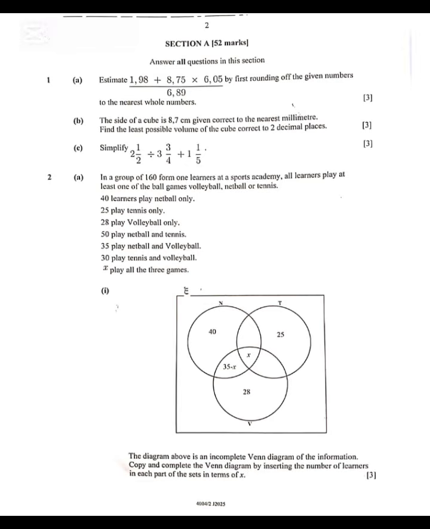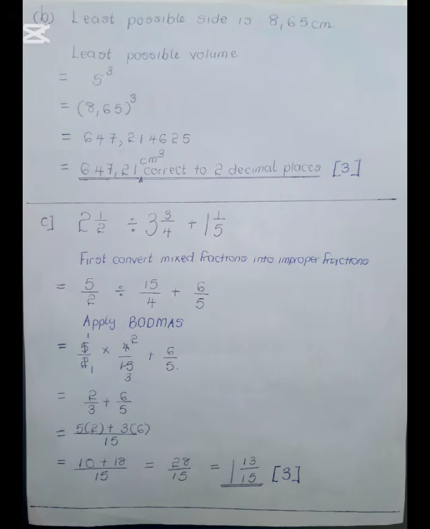The first step is that we need to convert the mixed fractions into improper fractions. 2 1/2, we say 2 times 2 plus 1, get 5 over 2, divided by 4 times 3, 12, 12 plus 3, 15 over 4, plus 1 times 5, 5 plus 1, 6 over 5. And then we apply BODMAS. We are going to first divide before we do the addition. 5 over 2 divided by 15 over 4.